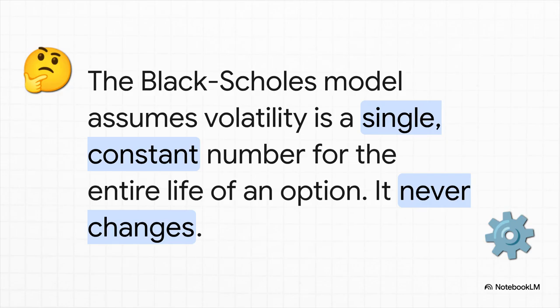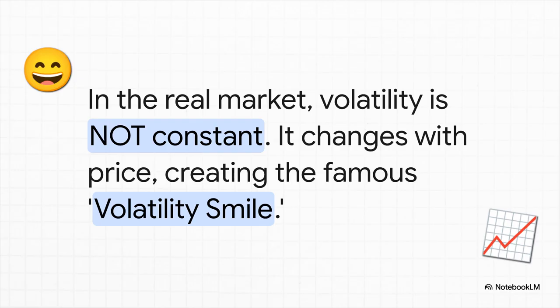Let's just zero in on one of the biggest assumptions the Black-Scholes model makes. It says that the volatility of a stock, how much it bounces around, is a single constant number for the entire life of an option. It doesn't matter what the price is, it just stays the same. But here's what the actual market data tells us. It shows this beautiful curve known as the Volatility Smile. What this means is that, in reality, volatility is absolutely not constant. It changes depending on the price. The market itself is telling us loud and clear that the model's core assumption is just plain wrong.